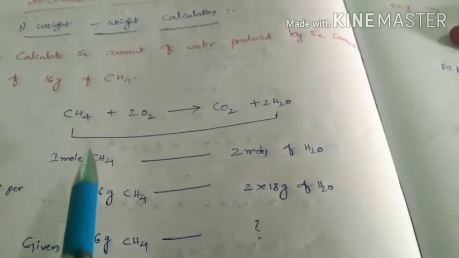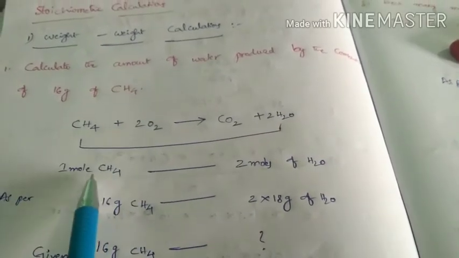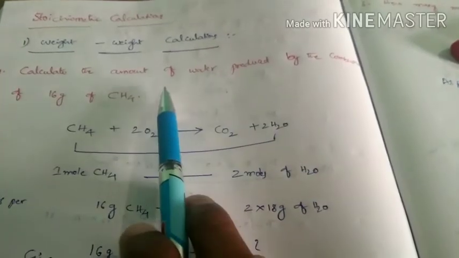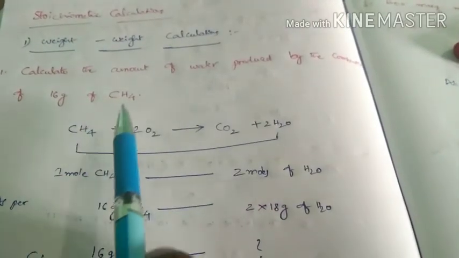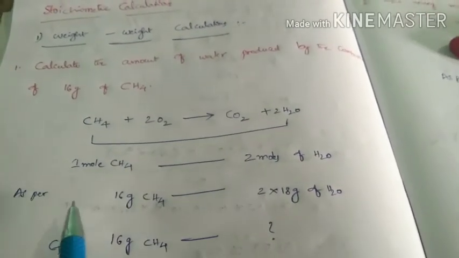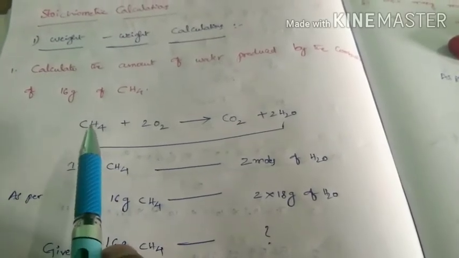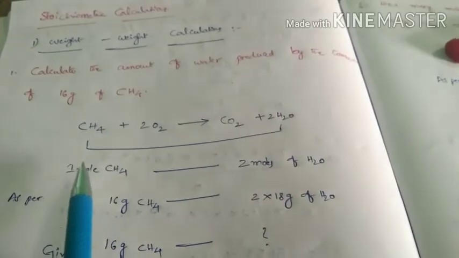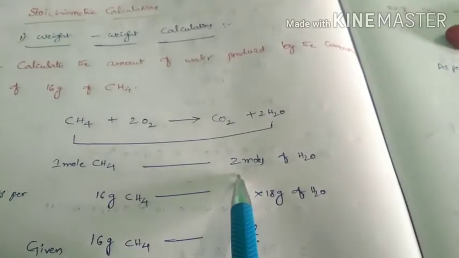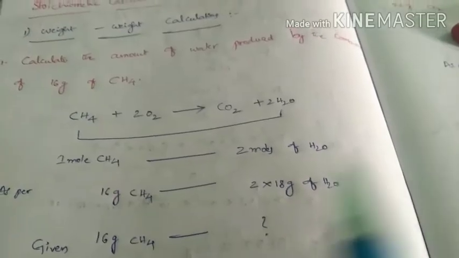Next important step is, after completing the equation and drawing the line for the given substances, we have to write the points. As per the equation, we have considered these two only. CH4 means 1 mole CH4. 2H2O means 2 moles H2O. First we have to write those points: 1 mole CH4, 2 moles H2O.